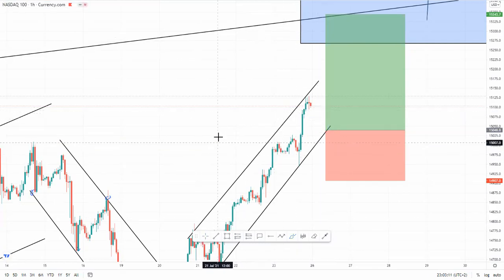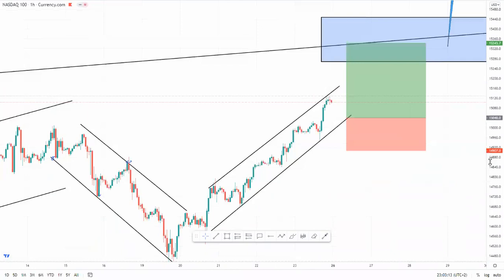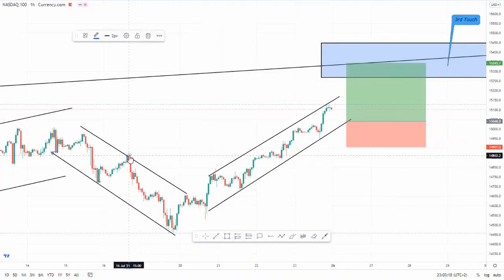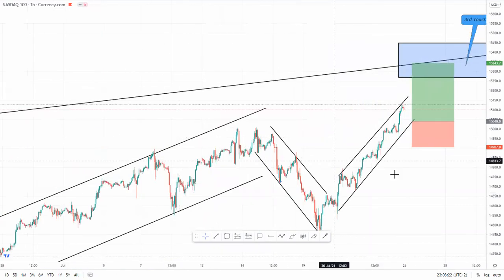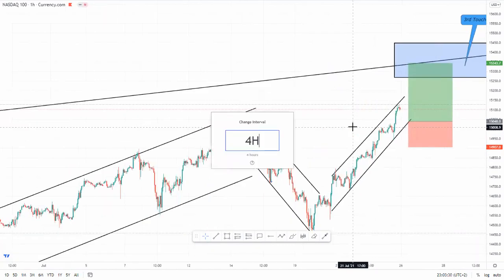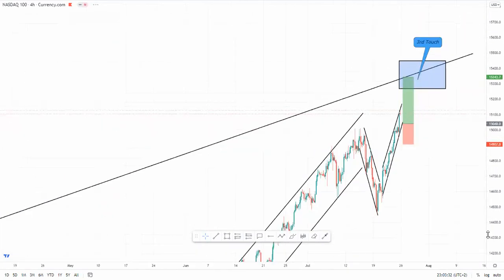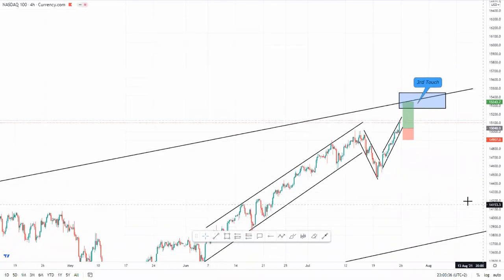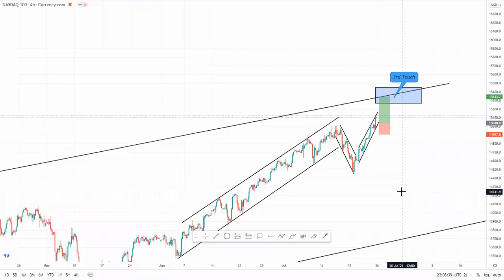So I don't think I need to go to the 15-minute time frame because the market looks clear and simple, even on the 1 hour. Okay, so yeah, I think that's it for Nasdaq.